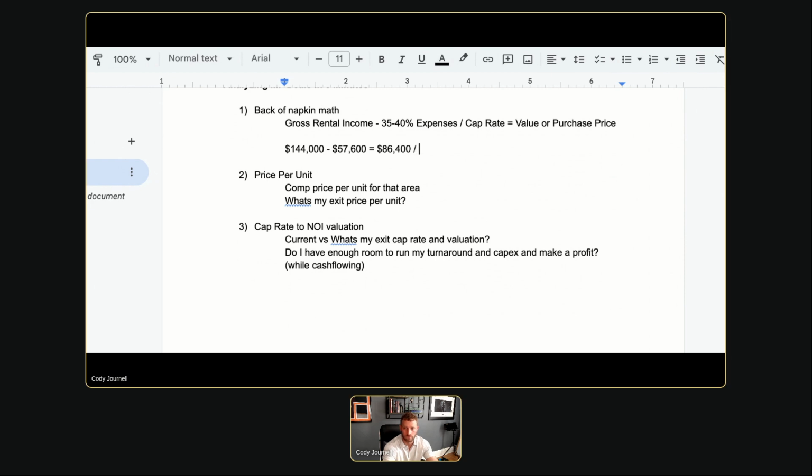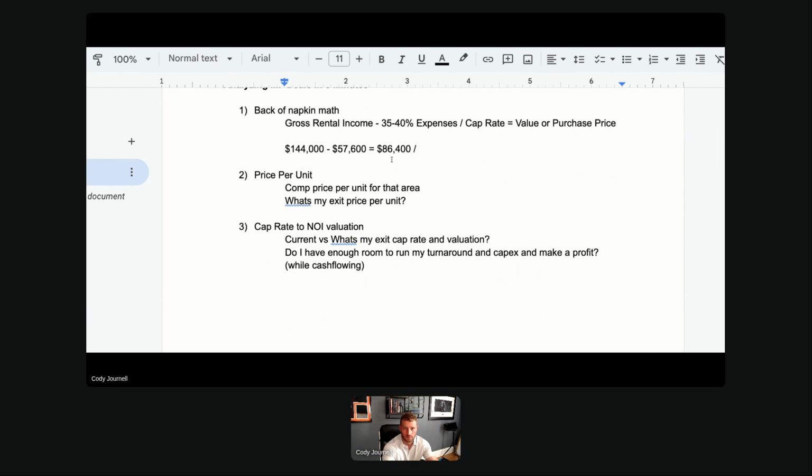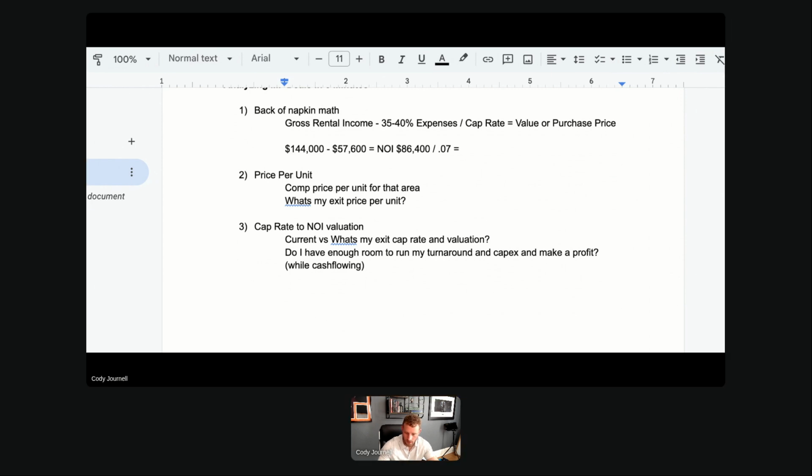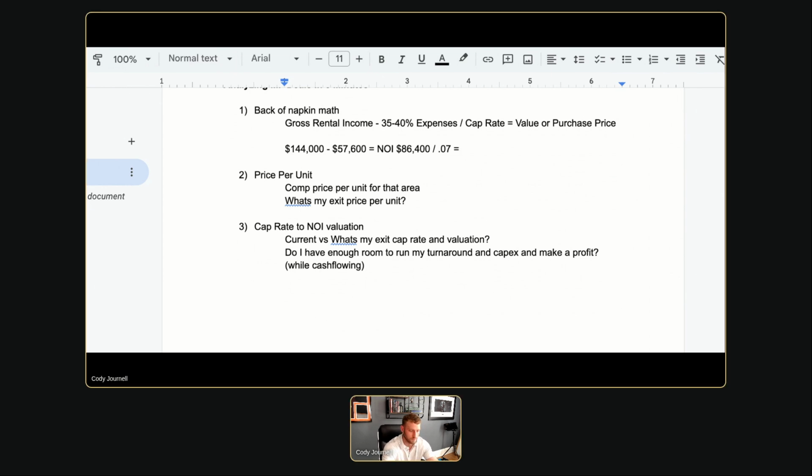If you want to find a valuation on a multifamily property with a cap rate, you take that NOI number. This is our NOI, what's left over after expenses come out, not including your debt service. Then you divide it by the cap rate. We said 7%, so that would be 0.07. And that gives us a valuation of roughly $1.235 million. That's actually $1,234,285.